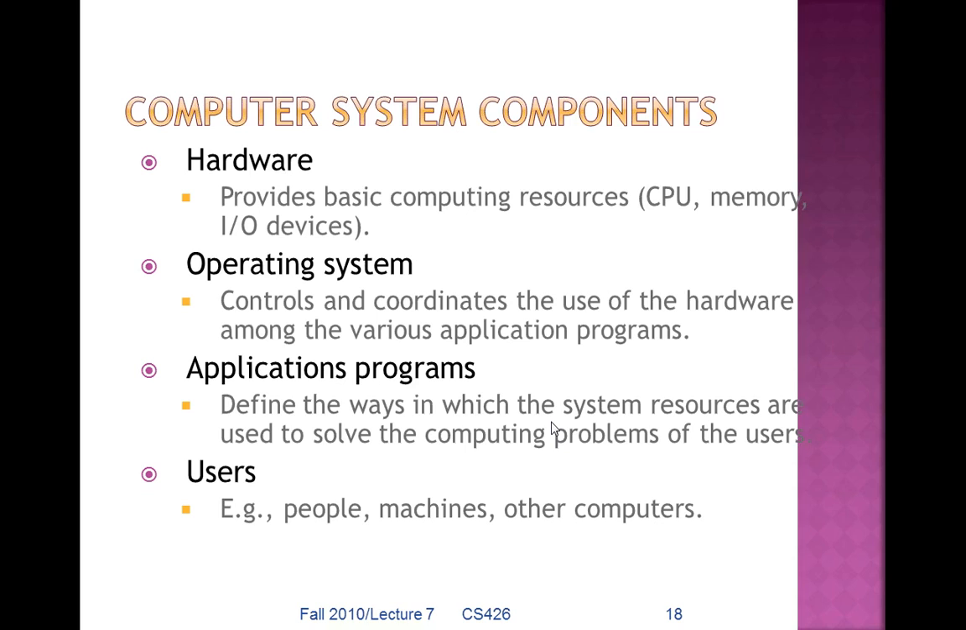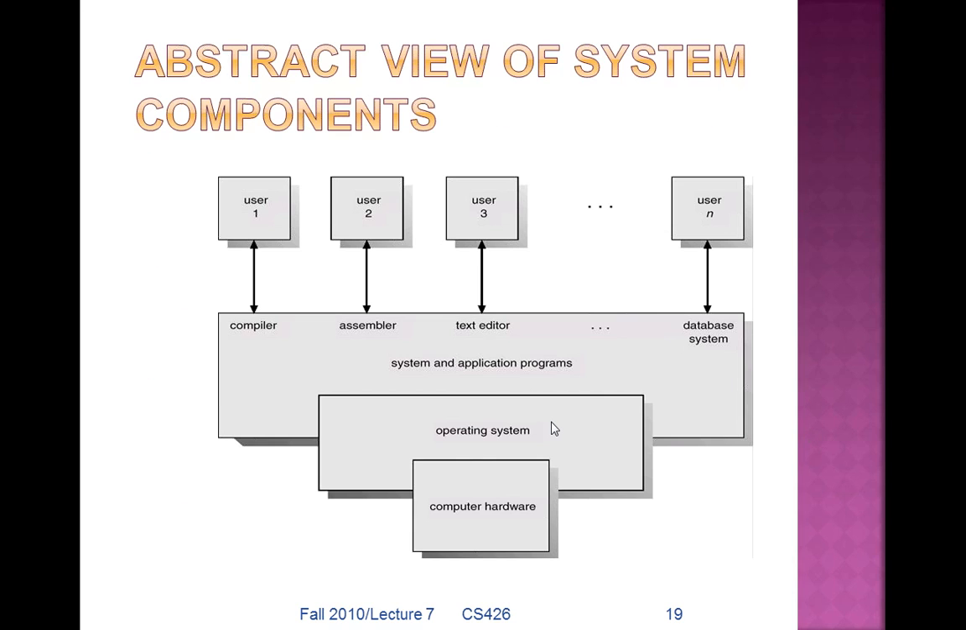Hardware is the element that can be touched, that is tangible in nature, that provides basic computing resources like CPU, memory, input-output devices. Next is your operating system, which provides the interface between the user and the hardware. Then the application program defines the way in which system resources are used to solve the problem. For example, MS Office is an application program. Then users are like we, the end users, for example machines, programs, computers.